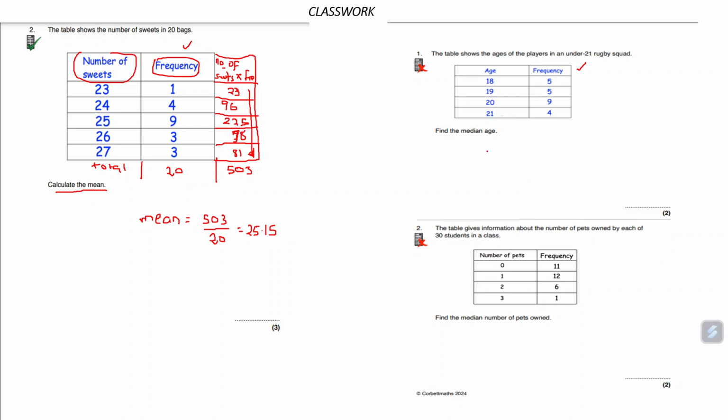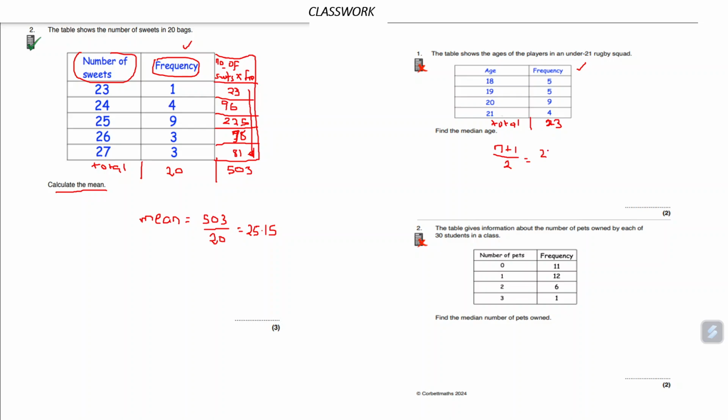So to find the median age, remember our formula: n plus 1 divided by 2, where our n will be the total frequency. So let's calculate our total frequency. From this question, 5 plus 5 will give us 10. 10 plus 9 will give us 19. 19 plus 4 will be 23. So our total frequency is 23.